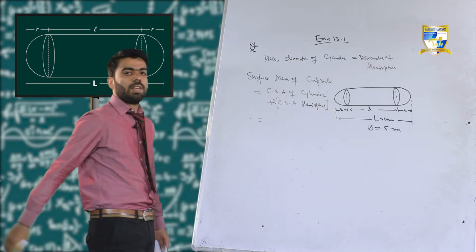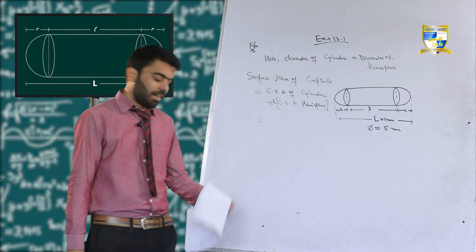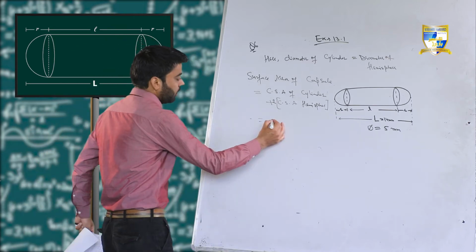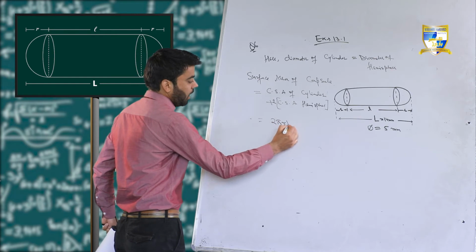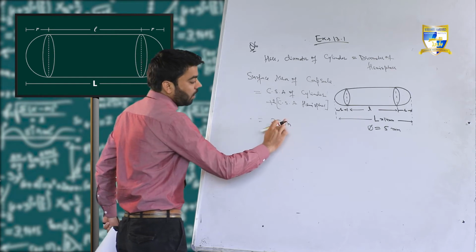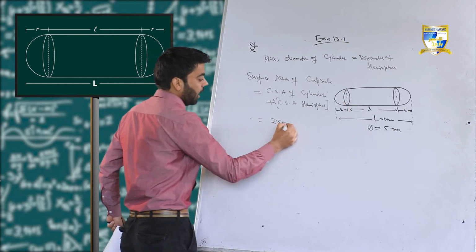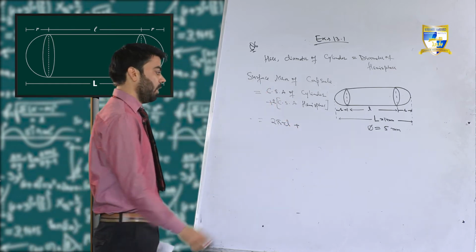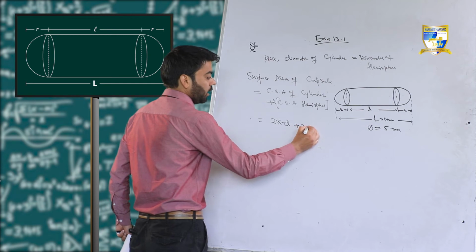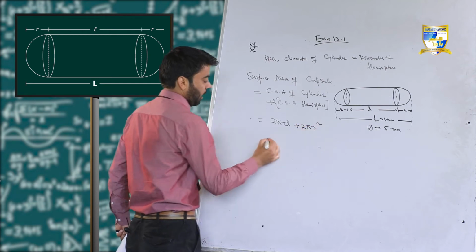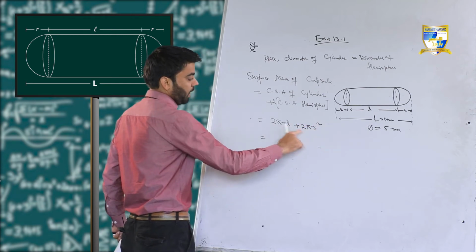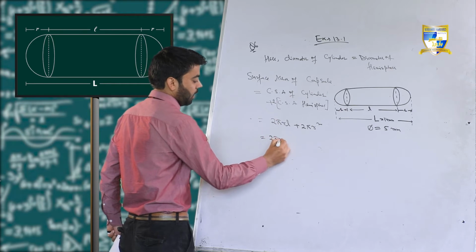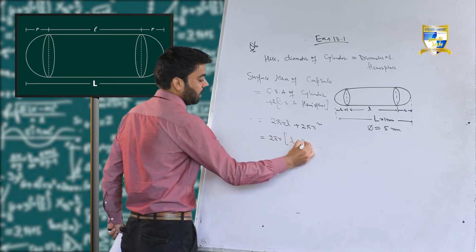What is the curved surface area of a cylinder? We all know that it's 2 pi r h. I will not write h here, but I will write l, plus the curved surface area of a hemisphere, that's equal to 2 pi r square. So 2 pi r times (l plus r).